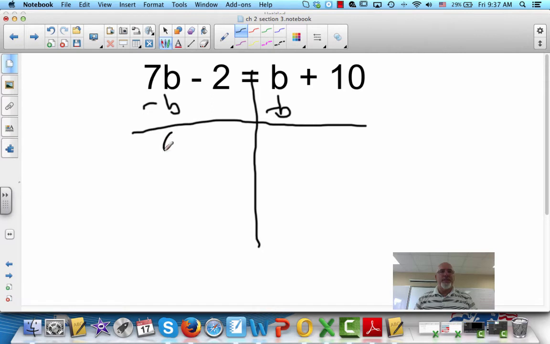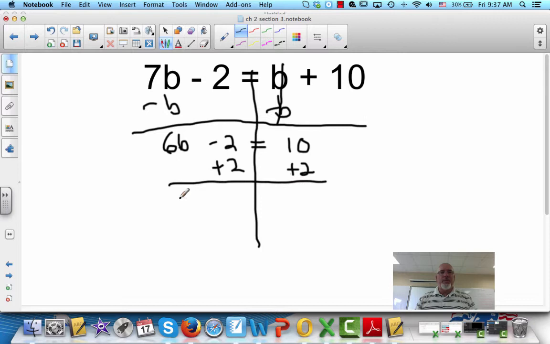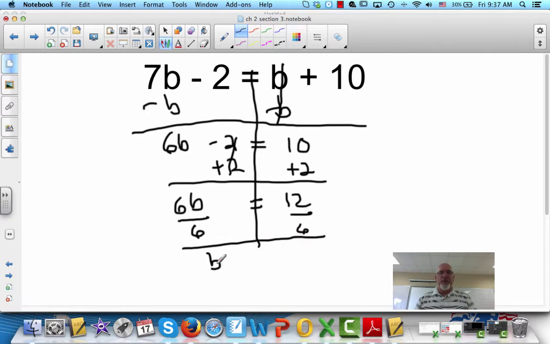That gives me 6b minus 2 is equal to, these two b's cancel each other out, and then I'm left with 10. I do plus 2 on both sides to get rid of that 2. And that leaves me with 6b. These cancel each other out, and you're left with equals 12. The opposite of multiplying by 6 is dividing by 6 on both sides. And that leaves me with b equals 2.